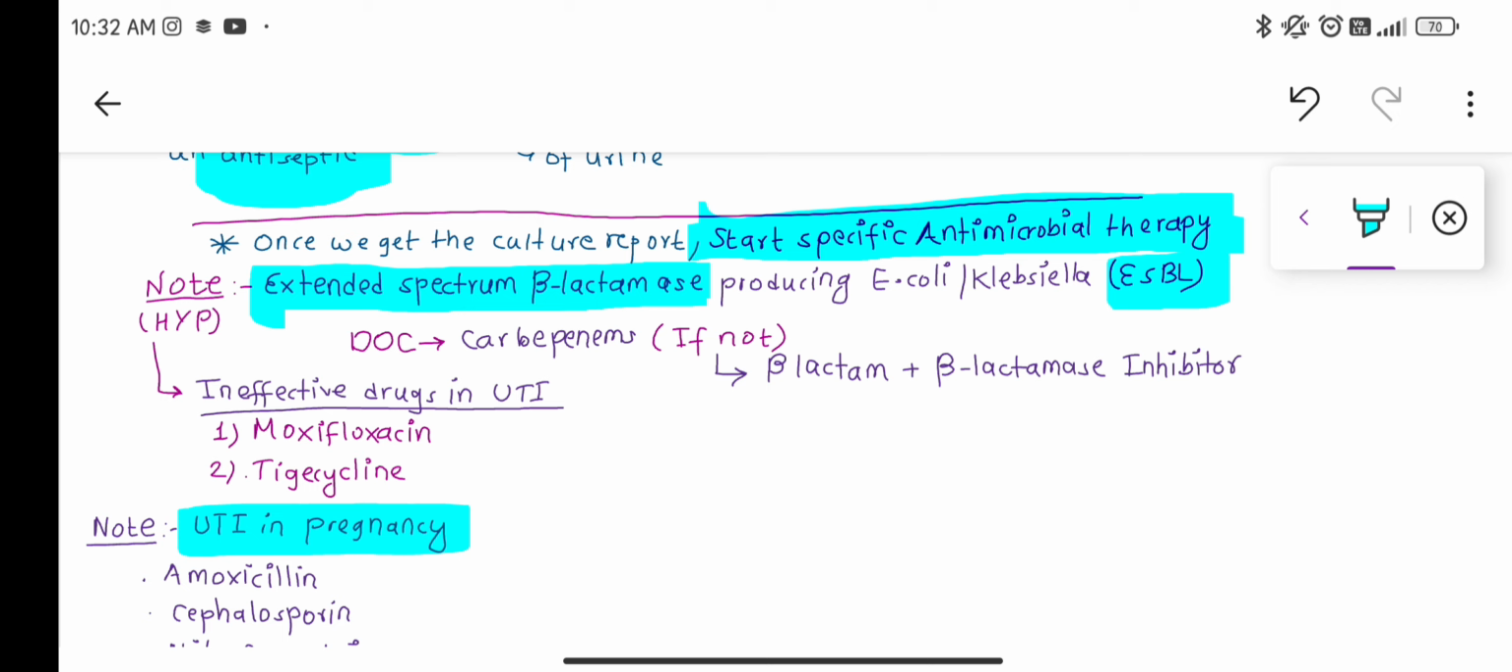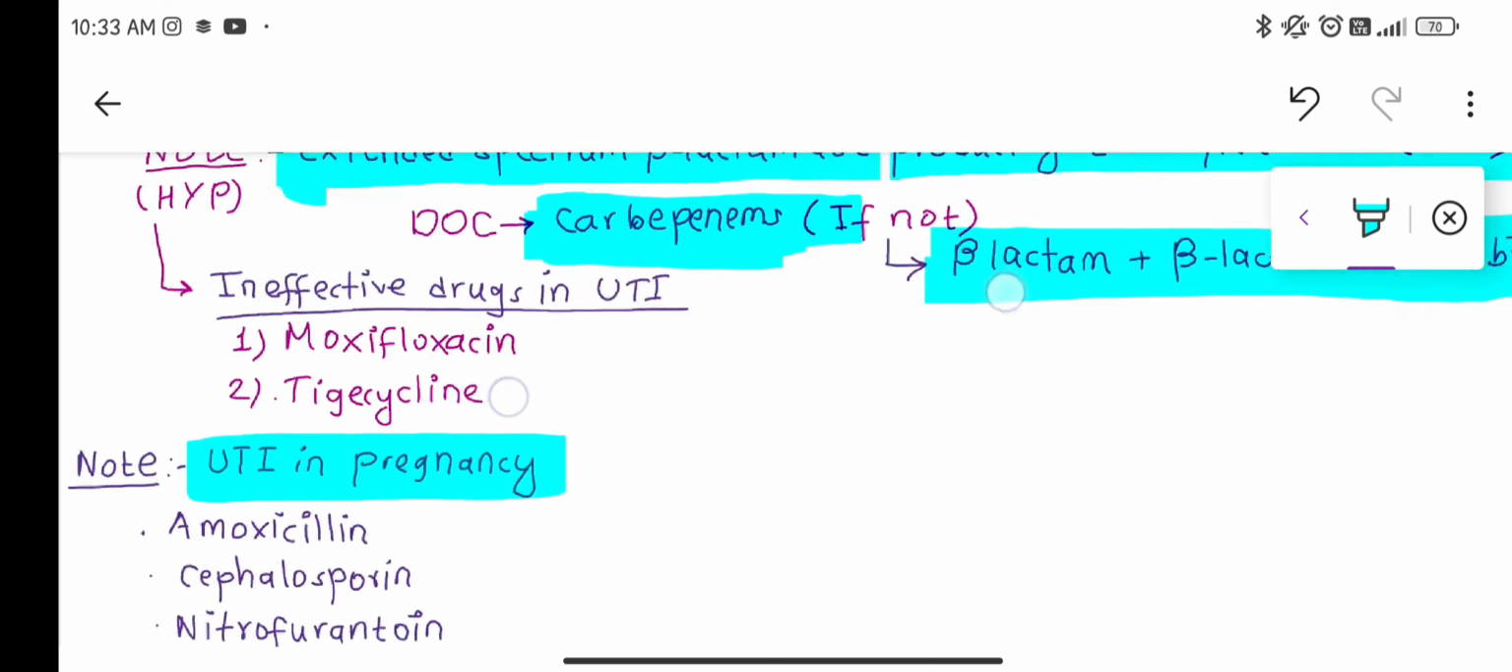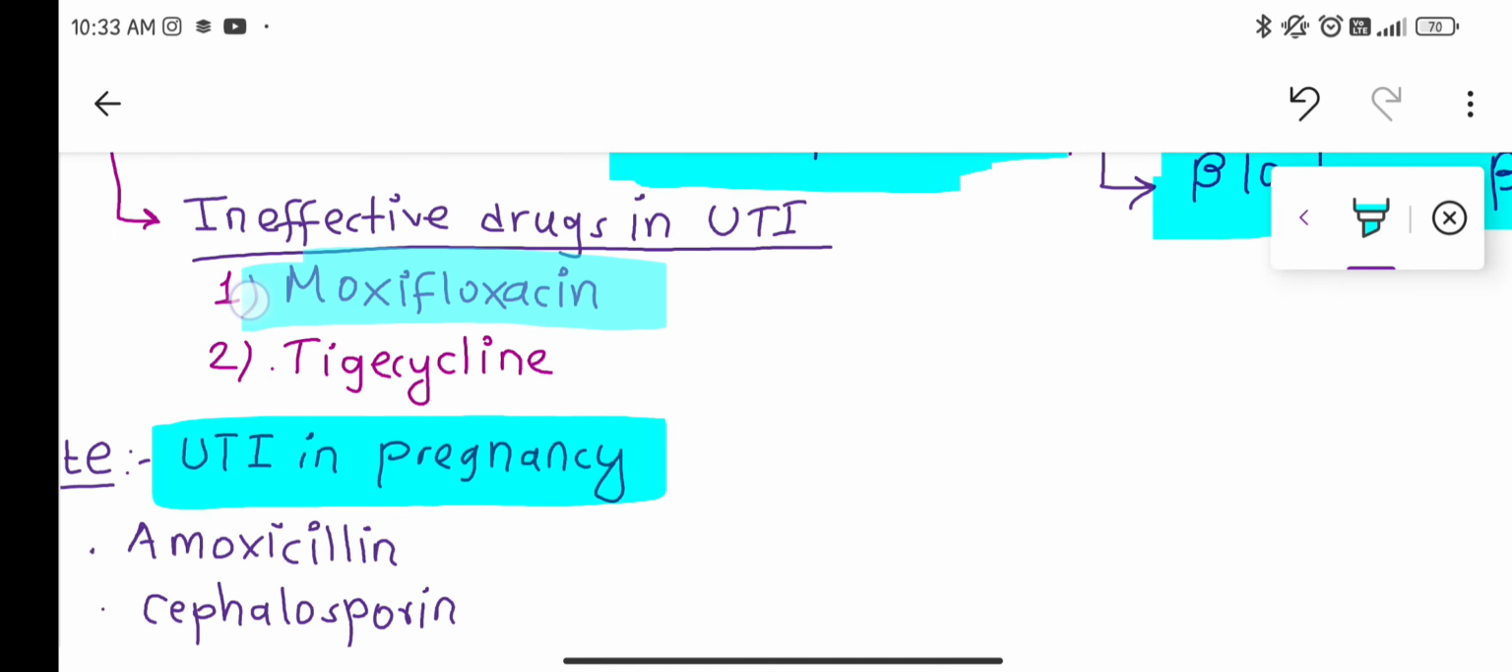Now we have to know some important points, like extended spectrum beta-lactamase producing E. coli or Klebsiella. Okay, there is ESBL, so the drug of choice for these bacteria is carbapenems, and if carbapenems are not applicable, we can go for a beta-lactam plus beta-lactamase inhibitor. This beta-lactamase inhibitor will inhibit the enzyme produced by bacteria like E. coli as well as Klebsiella. Okay, now what are the drugs that cannot be used in UTI? Bacteria are resistant to them: they are MCQs and tigecycline.